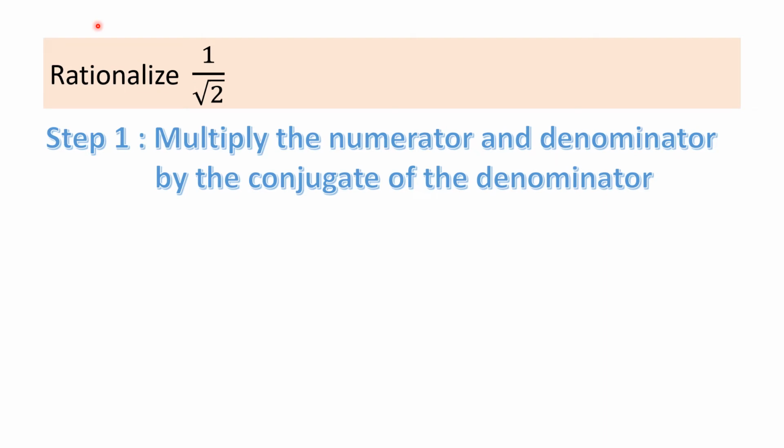So we have been told that we have to rationalize 1 by root 2. Now how do I rationalize the denominator? Let's look at the steps. The first step is to multiply the numerator and the denominator by the conjugate of the denominator. Can you see this word conjugate? Conjugate of the denominator. What is the denominator here? Root 2. So I have to convert this root 2 into a rational number. Root 2 is what kind of number? An irrational number, so I have to convert it into a rational number.